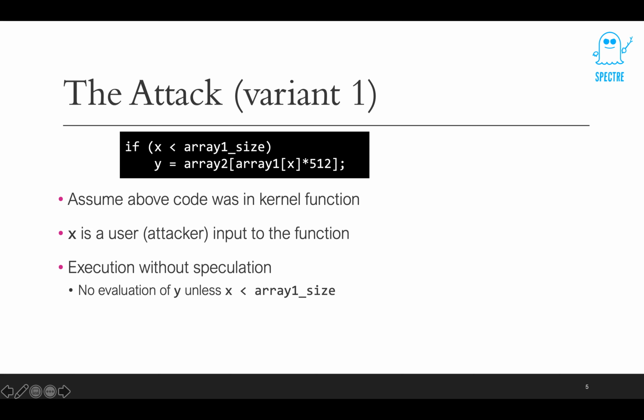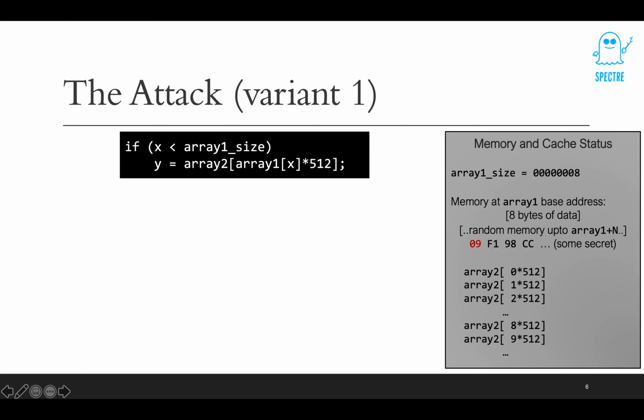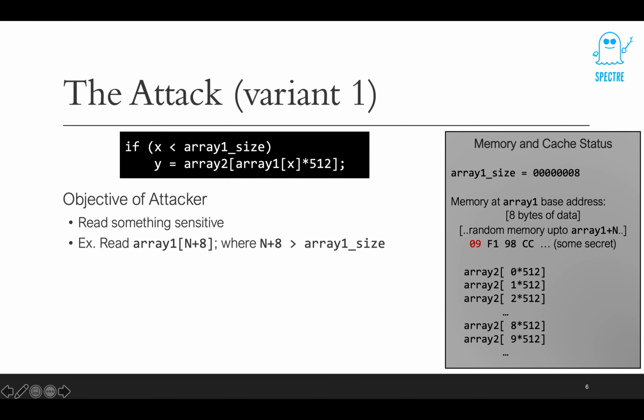But during speculative execution, let's see what happens. We have code on the left and cache memory status on the right. Array1 size, let's assume it's 8 bytes. The objective of the attacker is to read some memory which is out of bounds, read from array1 and get the results. For example, reads array1 of n plus 8, which is 09. The if statement results false because n plus 8 is greater than array1 size, and this should not get executed.